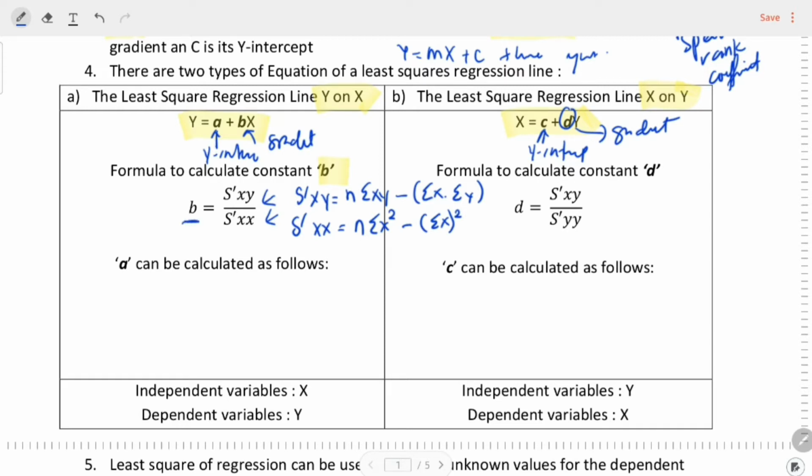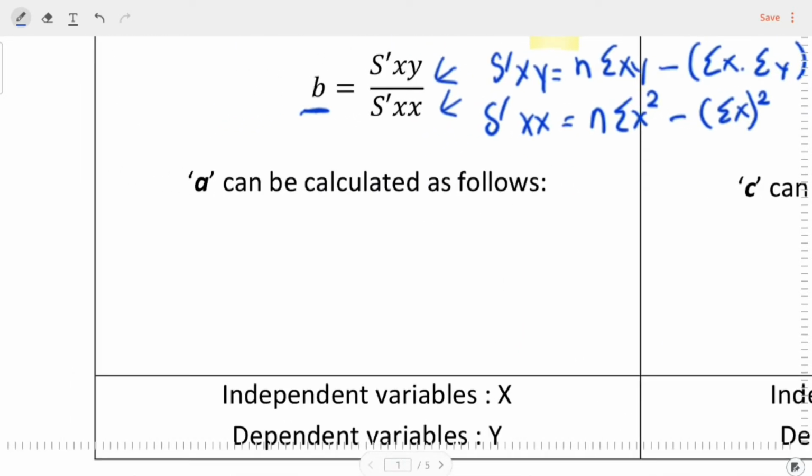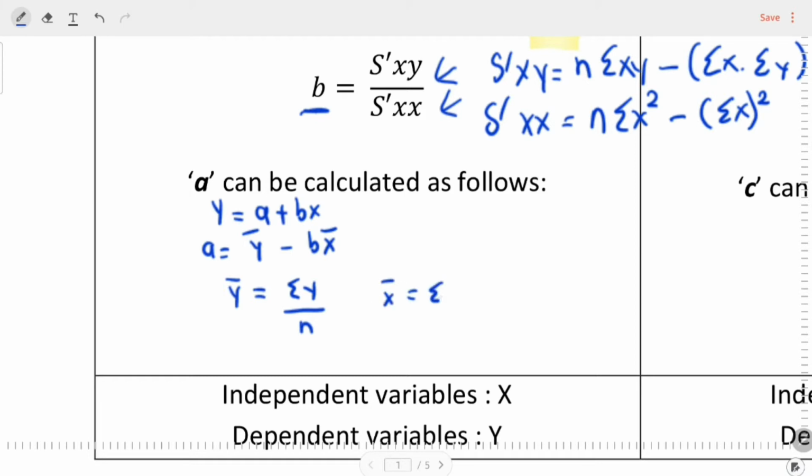Next, how are we going to find a? a can be calculated using this formula. Since y equals a plus bx, a is simply y bar minus b times x bar. This y is actually the mean of y and this x is the mean of x. The mean of y is equal to the sum of y divided by the number of samples, and the mean of x is equal to the sum of x over the number of samples.